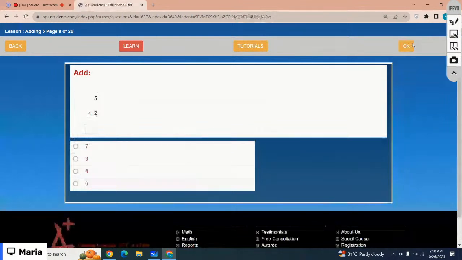The next one is 5 plus 2. Which is the correct option? Very good. The correct option is 7. 5 plus 2 makes 7.